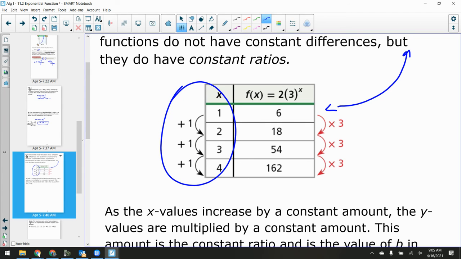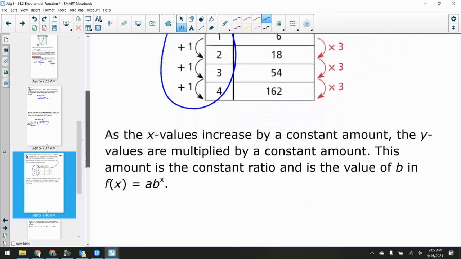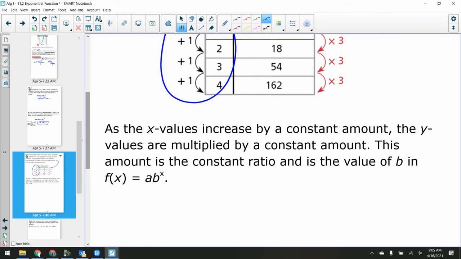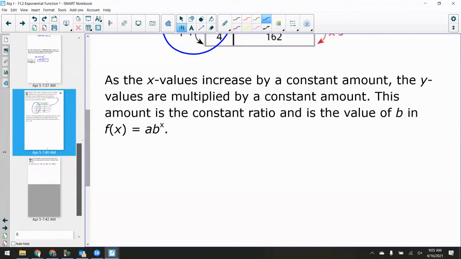Now, if it's evenly spaced x values, we should be able to tell what that common ratio is. And more often than not, that's the way they give it to you. It'd be very tricky for them to not give you evenly spaced x values, but I've seen it before. Not very nice. As the x values increase by a constant number, the y values are multiplied by a constant amount. This amount is the b in a times b to the x.